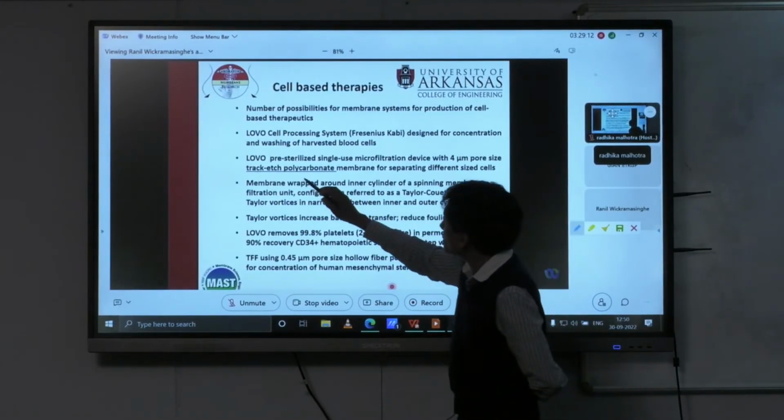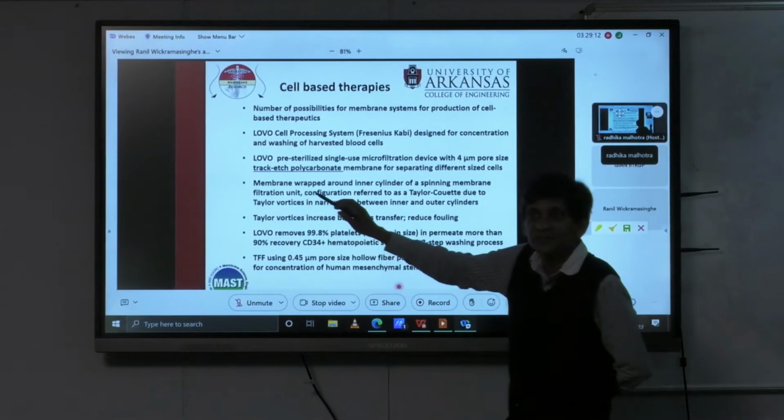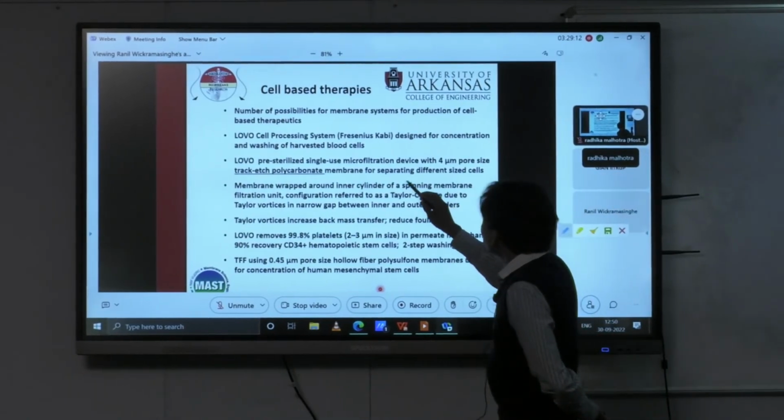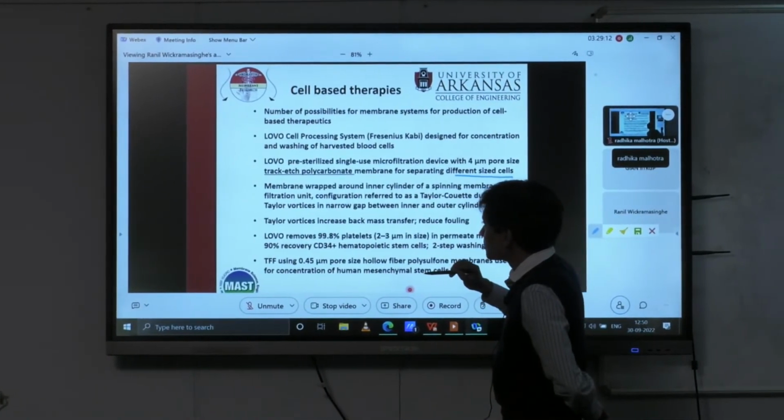Okay. Using here the example we talked about yesterday, it's a track-etched membrane. Remember I said track-etched membrane is usually not used, they don't want it. Here you want them, okay? And actually you're not collecting that many cells, so it works. Track-etched membrane for separating different size cells.